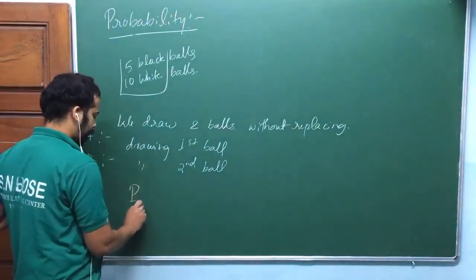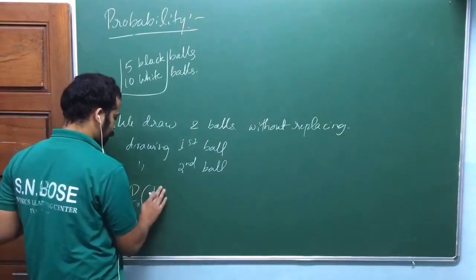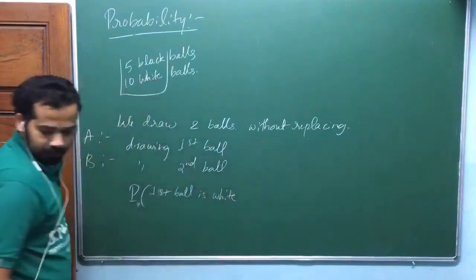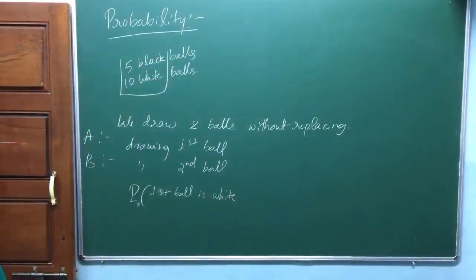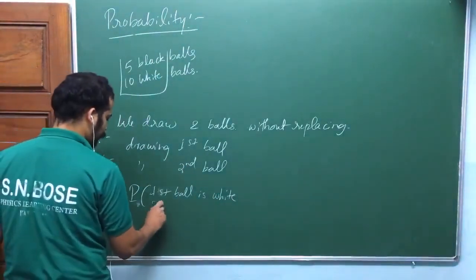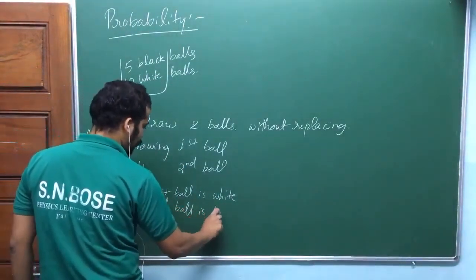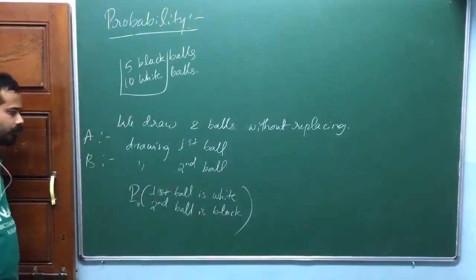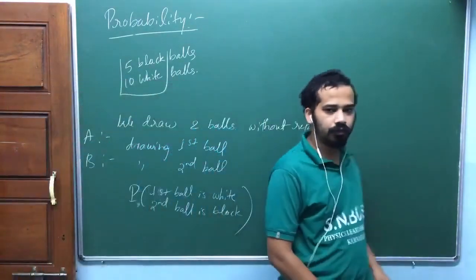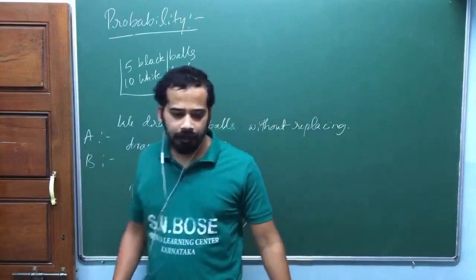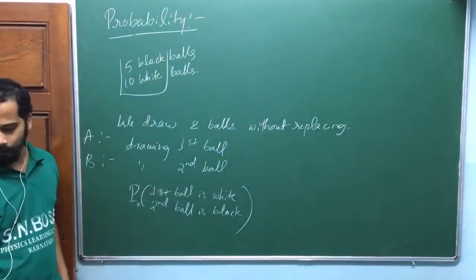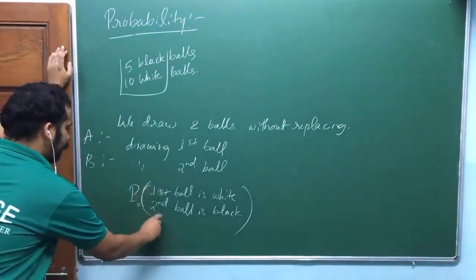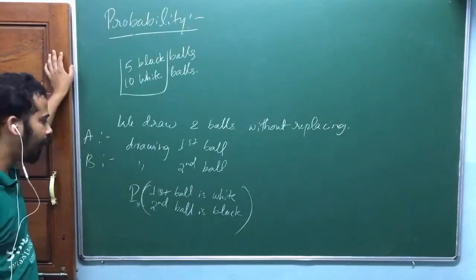Find the probability that the first ball is white and the second ball is black. How do you find this probability? You go for the sample space. How many elements will be there in the sample space? Many elements, am I right? You can't go for the sample space and find this one. Now what we do here is look at here.